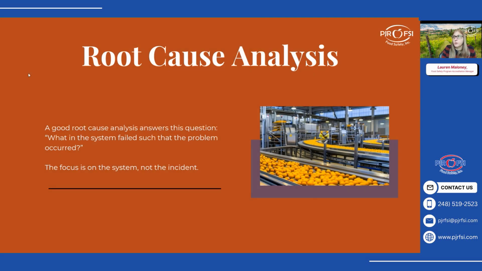So what does make a good root cause? What in the system failed such that the problem occurred? The focus should be on the system and not that exact incident or the exact person. It's not a person's fault. It's not an incident that's isolated. It's part of a larger system that is implemented that has a problem that needs to be fixed. So first, we need to investigate what in the system failed such that the problem occurred.